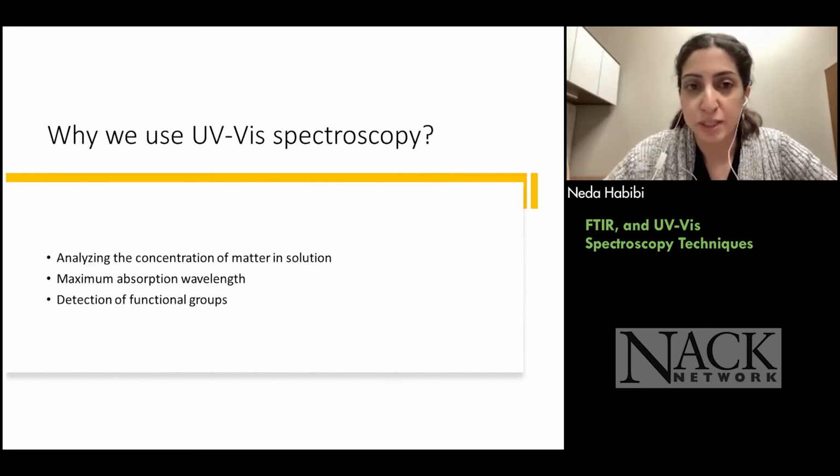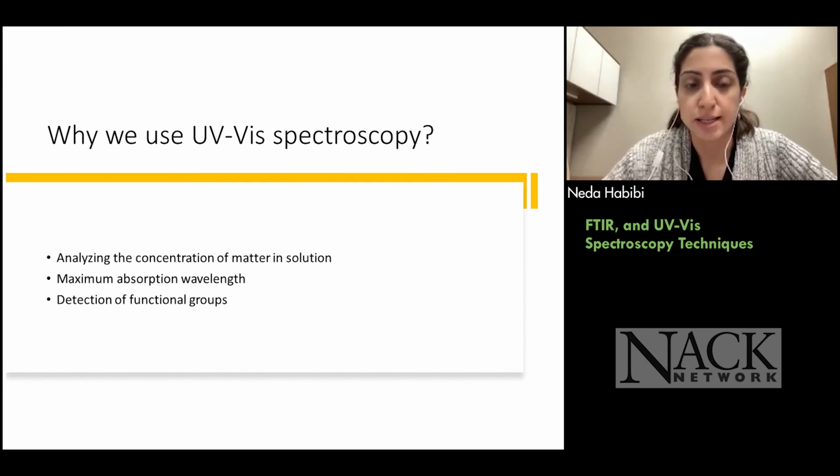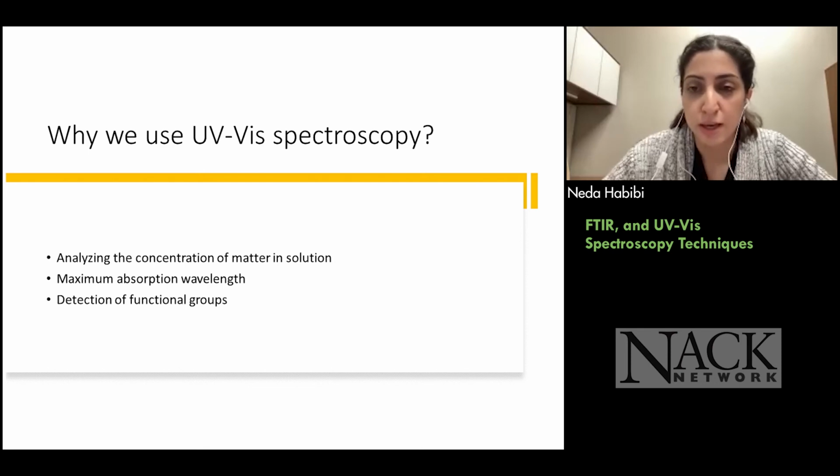The kind of information that we can get with UV visible spectroscopy is analyzing the concentration of molecules in a solution. Also, we can analyze the maximum absorption wavelength: what is the maximum wavelength that this sample is absorbing? And we can have a guess about the functional groups, but it's not an accurate method for detecting functional groups because we have a lot of functional groups and bondings that absorb UV and visible wavelengths at the same frequencies.